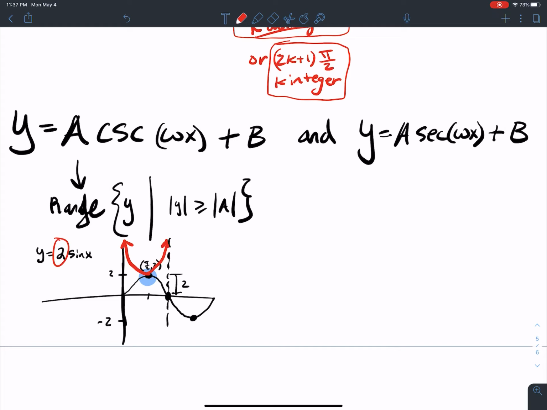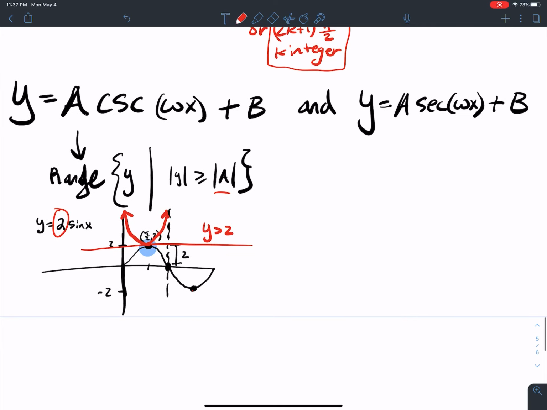So what this is saying is that I want y values that are bigger than 2. But what else do I want? I also want y values that are less than negative 2. So that's what's going on there: bigger than or equal to 2 and less than or equal to negative 2. That's the idea of what that a tells you. And it all comes back to drawing that picture so you get a better idea, because the vertical stretch of the graph is by a factor of the absolute value of a.